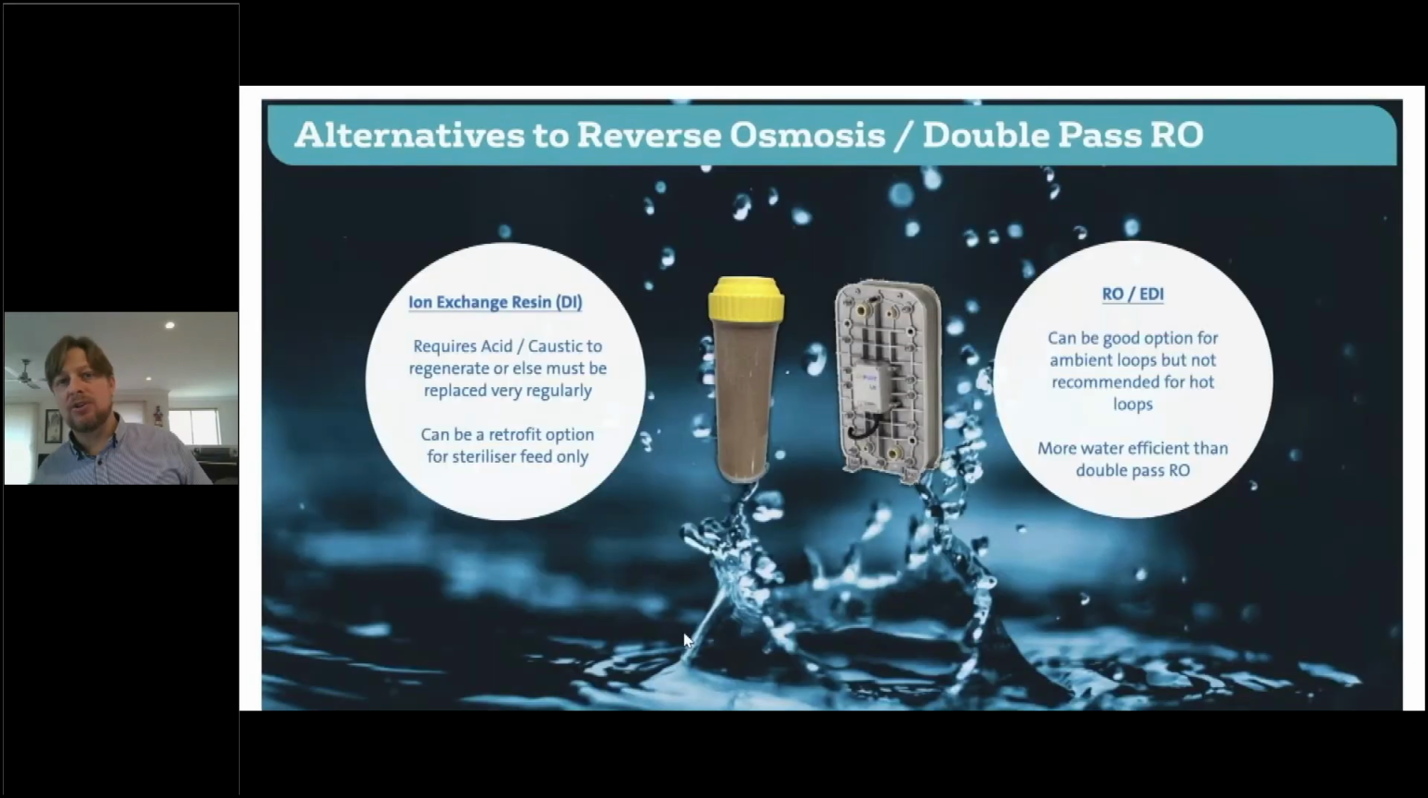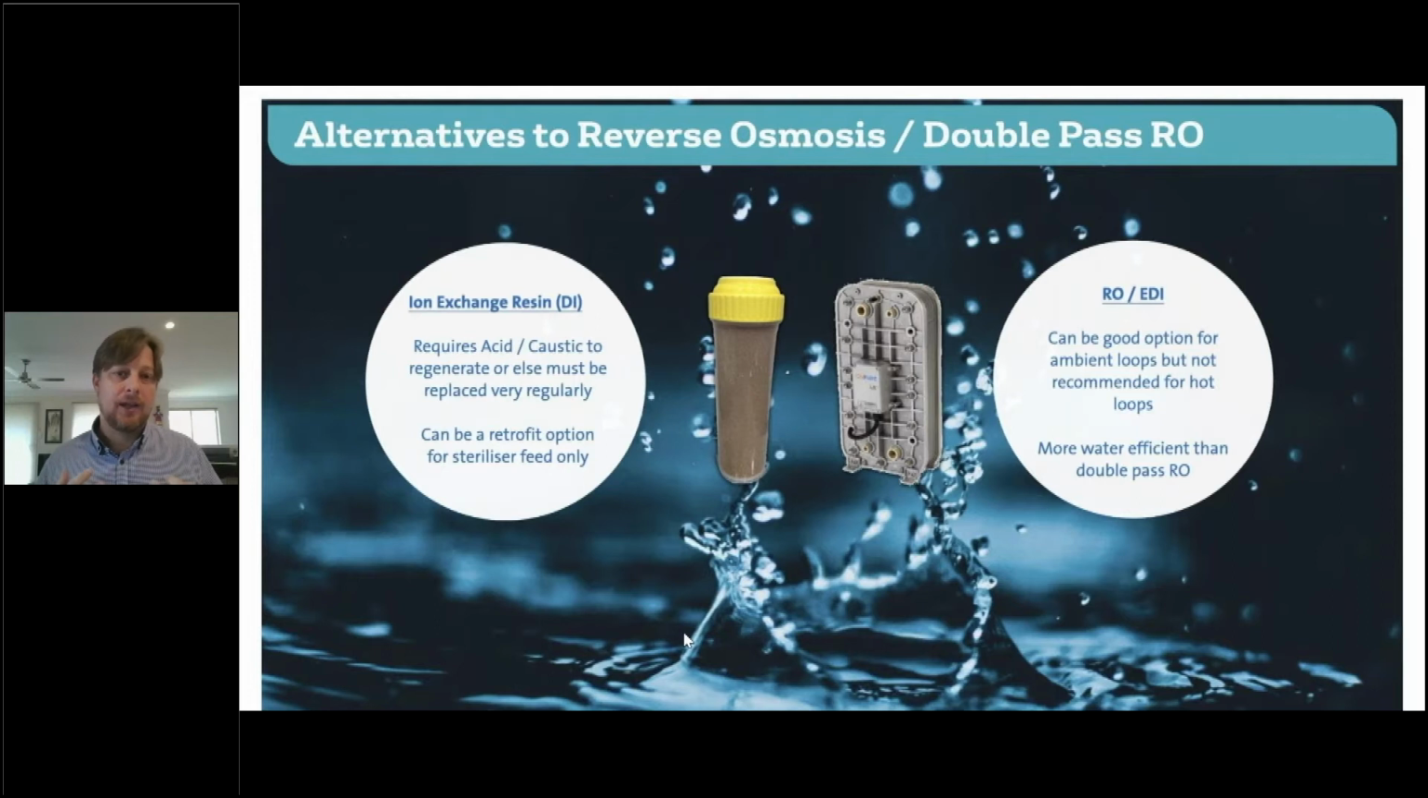So what are the alternatives to RO or double pass RO? You can look at a DI system, a deionized resin. You can run water through an ion exchange resin bed, which uses a cation and an anion resin to pull the appropriately charged minerals out of the water. It will not do anything with the bacteria count, but it will pull the minerals out of the water, and it will provide very pure water as far as your conductivity goes.